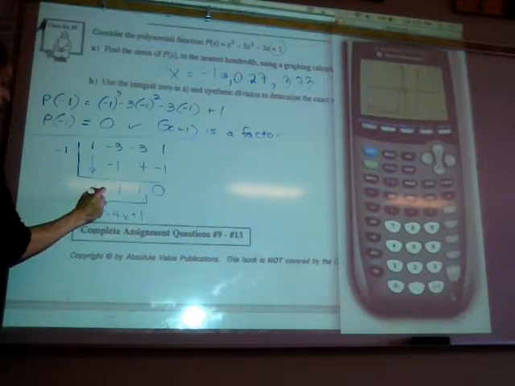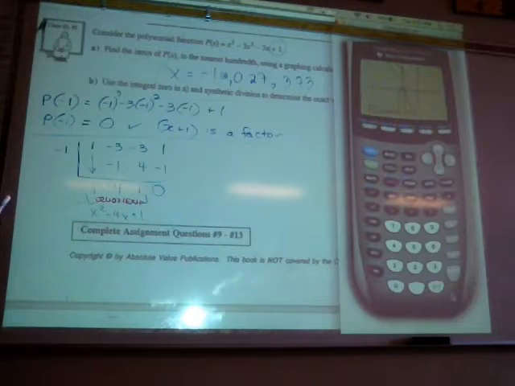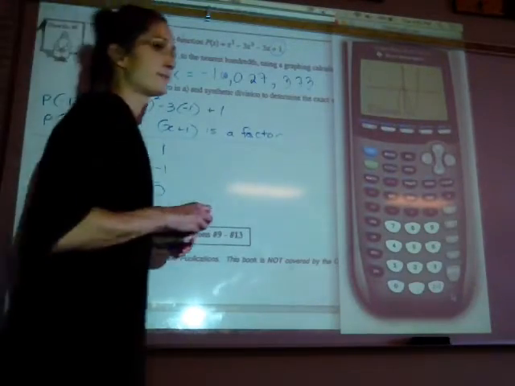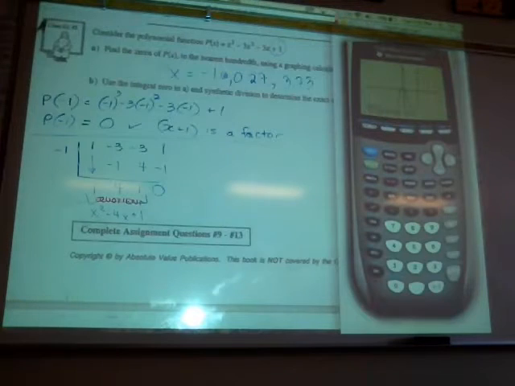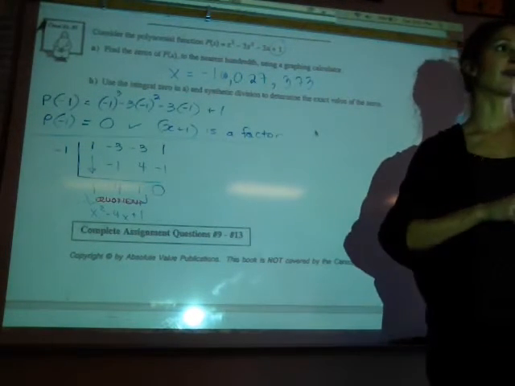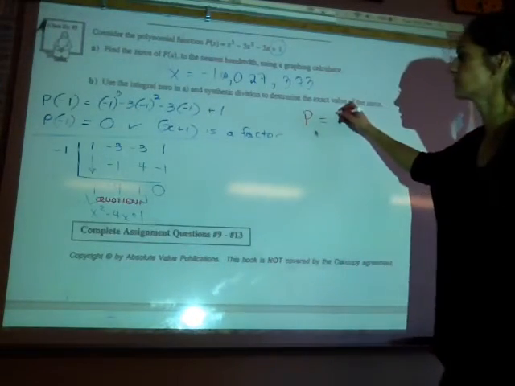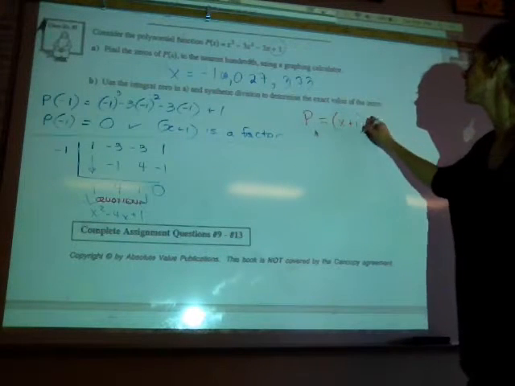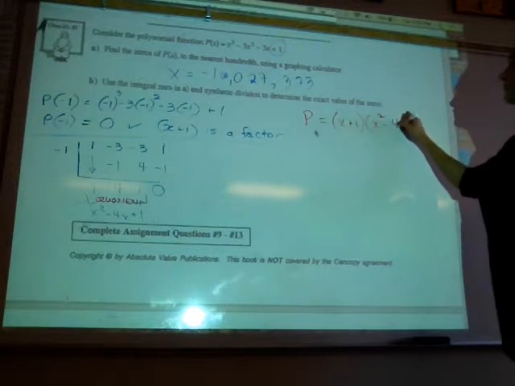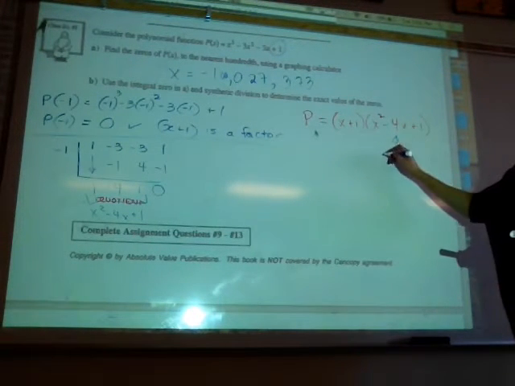And after all that, we do get a remainder of 0, which is good. And we figured out our quotient is x squared minus 4x plus 1. Can you guys factor that? Can you find two numbers that multiply to 1 and add to negative 4? No. So we have our polynomial is equal to our divisor, which was x plus 1, times x squared minus 4x plus 1. In this case, we cannot factor.